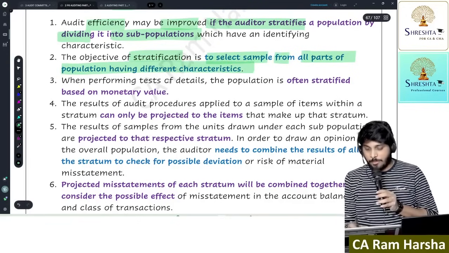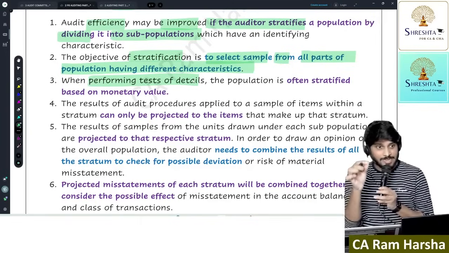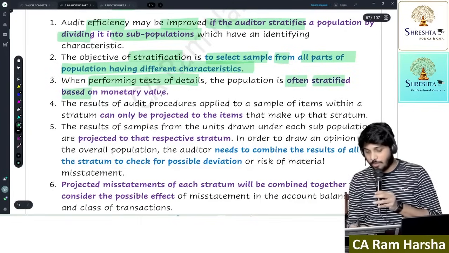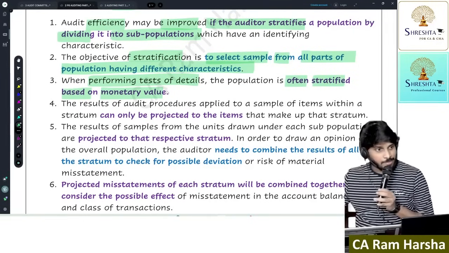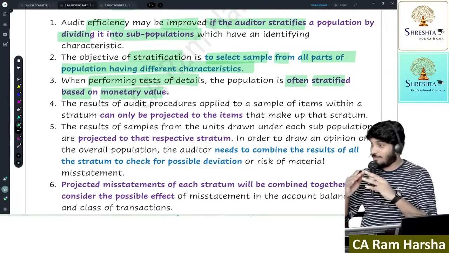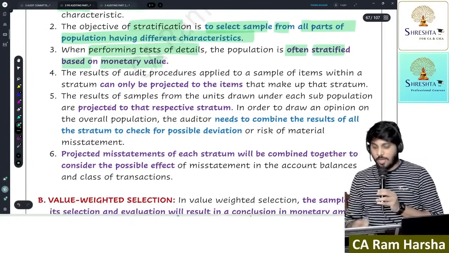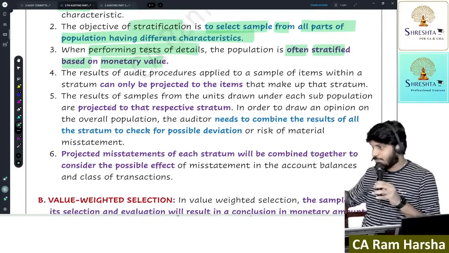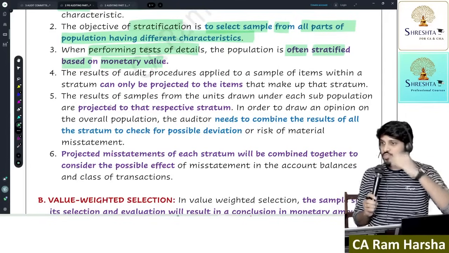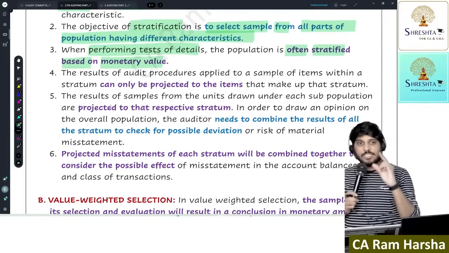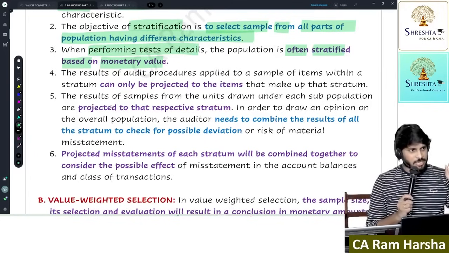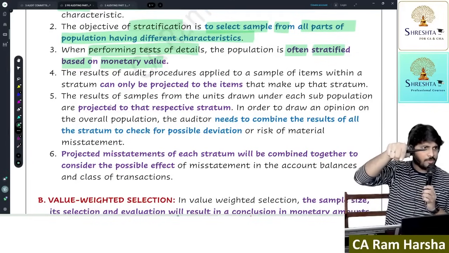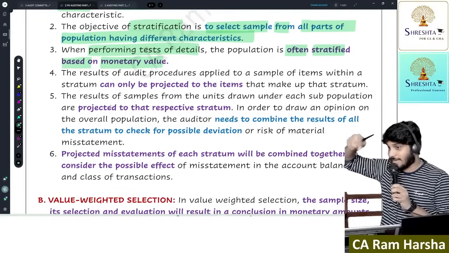Next. When performing tests of details, meaning actual transactions, sales, purchases, expenses, often stratification is based on monetary value. How did we stratify the sales data in the previous class? Based on monetary value. Now, how will projection apply here? Suppose you divided into subparts and from each subpart you selected a sample. Suppose small items, 234 were there, out of which 6 we have selected. Out of 6 we found 1 mistake. So 1 by 6 mistake, we apply to the total 234. We need to project to that stratum.